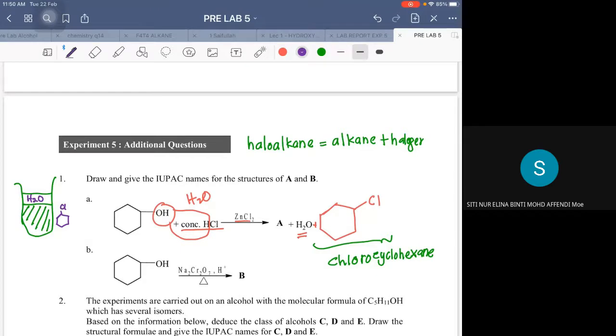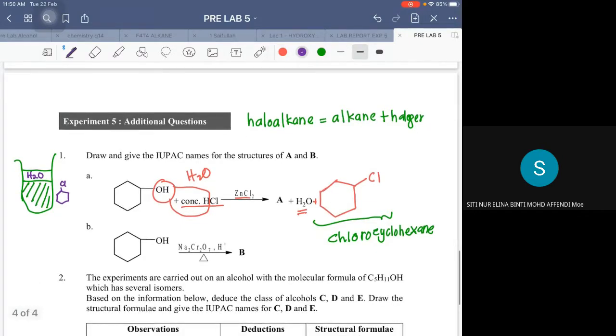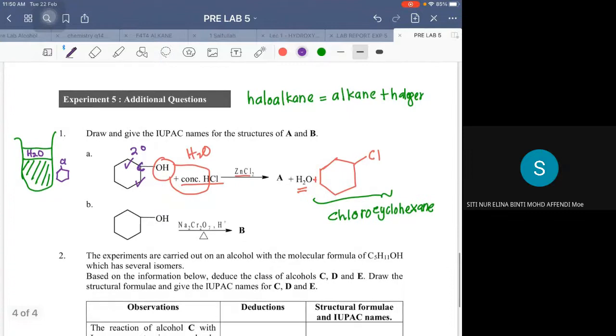Okay. So ini adalah secondary alcohol. OH bonded to this carbon. This carbon bonded to one carbon, two carbon. So dia secondary alcohol. Okay, this one is secondary alcohol juga. Okay, dia undergo oxidation and then heat. Dia letak dalam water bath.